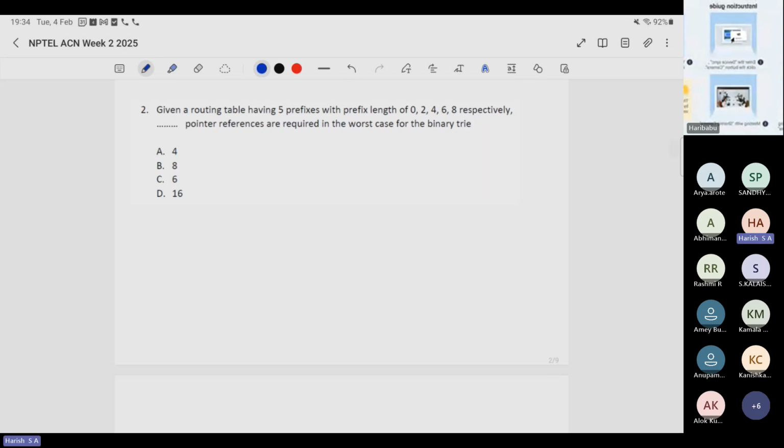So, given a routing table having 5 prefixes with prefix lengths of 0, 2, 4, 6, 8, right? How many pointer references are required in the worst case for the binary trie? Okay, I'll give you a moment to start this.